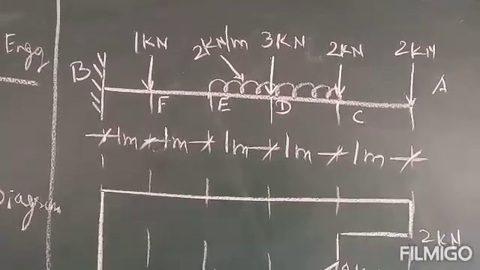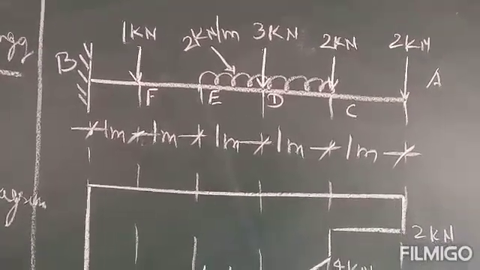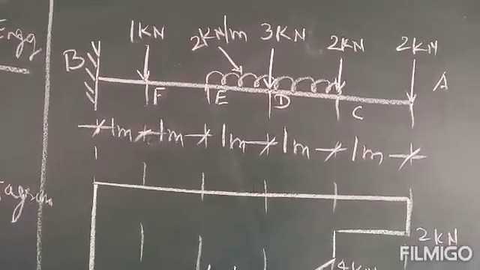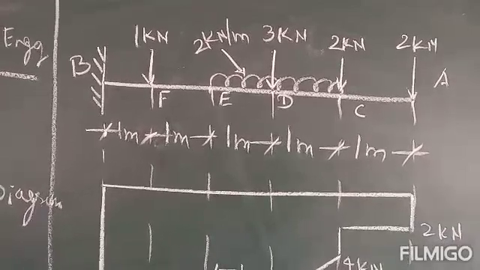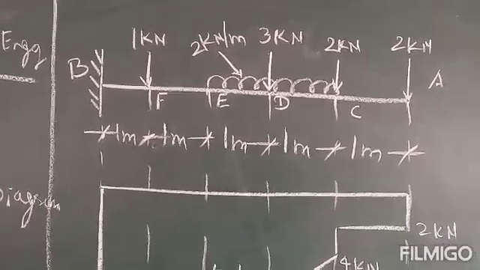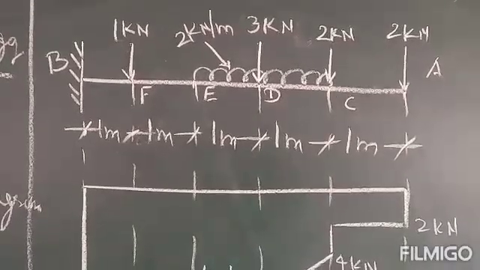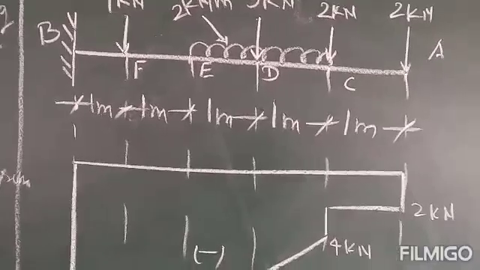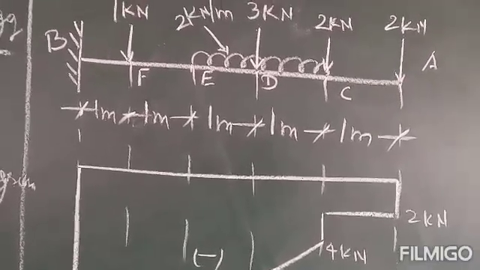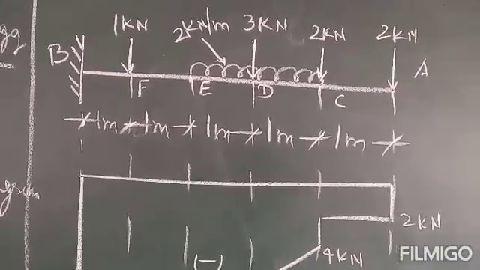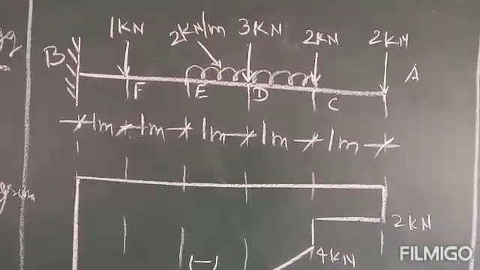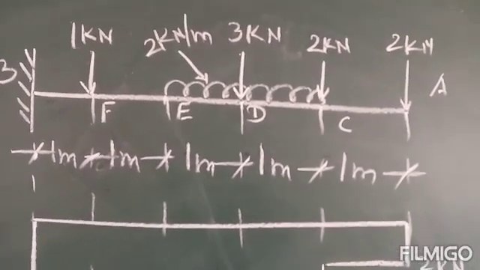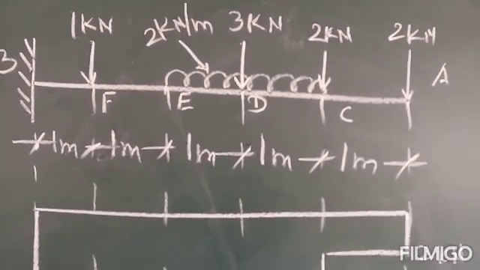A number of loads are there: 1 kilonewton, 1 UDL of 2 kilonewton per meter, then a downward load of 3 kilonewton, 2 kilonewton, 2 kilonewton, at distances of 1 meter, 1 meter, 1 meter, 1 meter, all having a distance of 1 meter. Now we have to calculate the shear force diagram. For calculating the shear force, we have to start with point A.